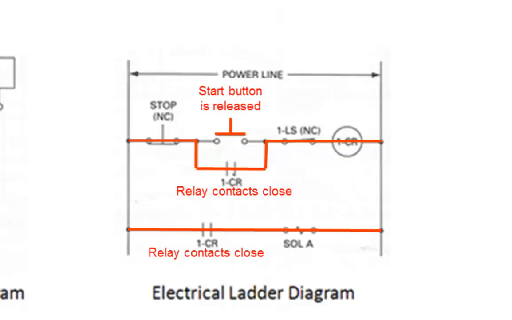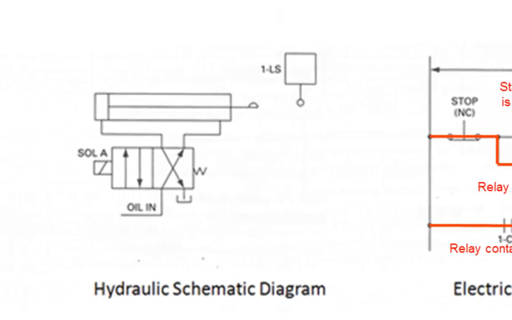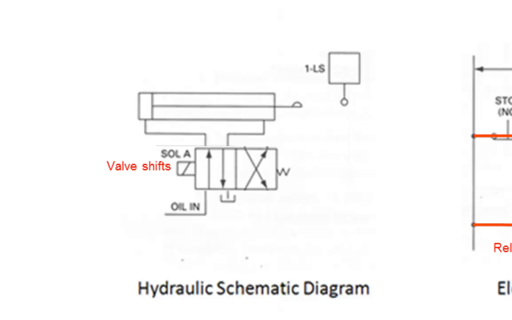Now when that start button is released, notice that this coil remains energized because it's keeping itself energized because of this closed contact right here. You'll notice that this solenoid is energized, which actuates the valve. So this valve shifts, oil comes in here, and the oil in the rod end is allowed to flow back to tank, and this cylinder extends.